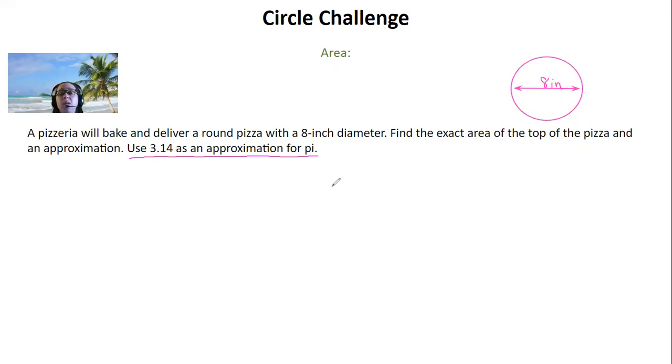Okay? So our formula for area, we're going to write that down first. Area equals pi times radius squared. So area equals pi. Okay, and here's my question. If my diameter is 4 on the pizza, that's the distance across the whole pizza, what is my radius of the pizza?